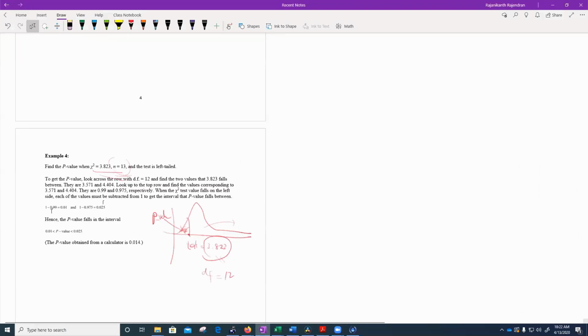That is why they explain here 0.99 and 0.975. That means you need to get the left area, so you have to subtract these two values from 1 to get two different values. That is what they are doing here: subtracting 0.99 from 1 to get one answer, and subtracting the other from 1 to get the other answer. So my p-value is going to be between these two values.